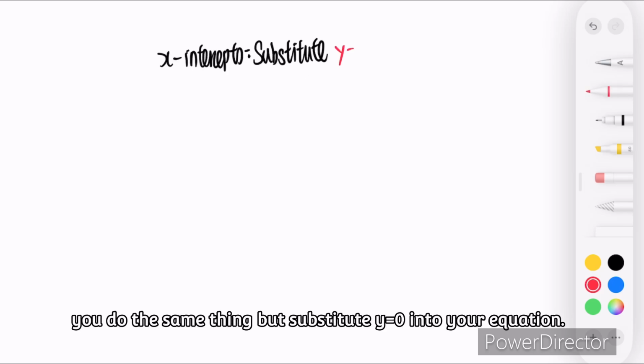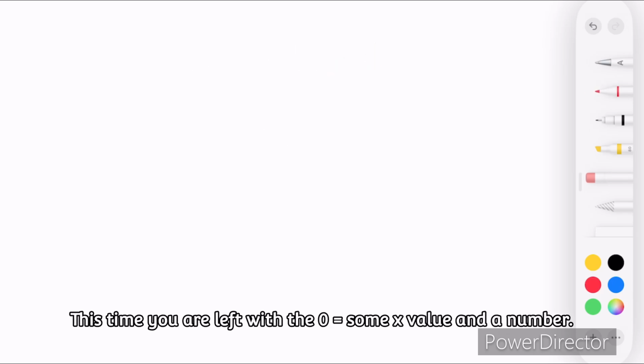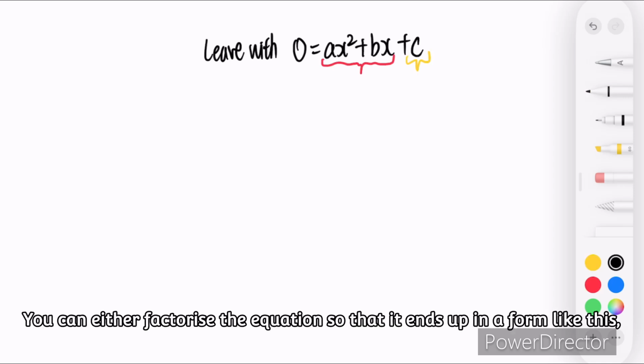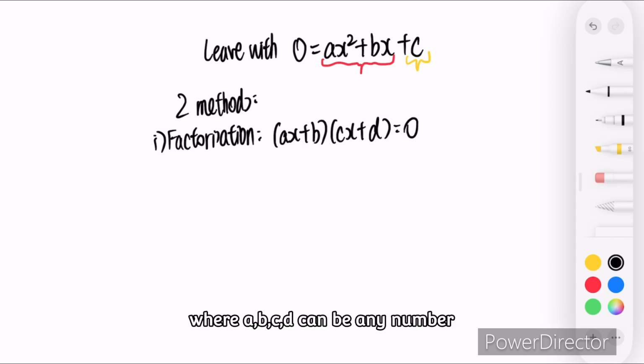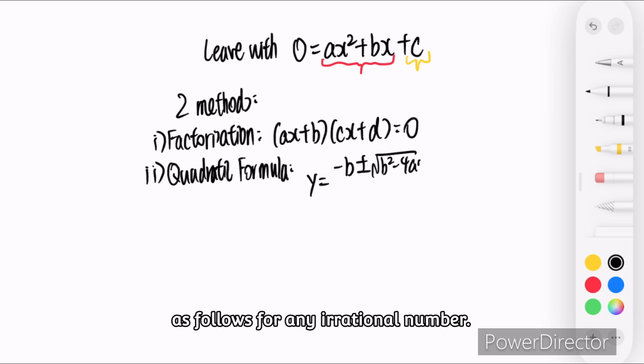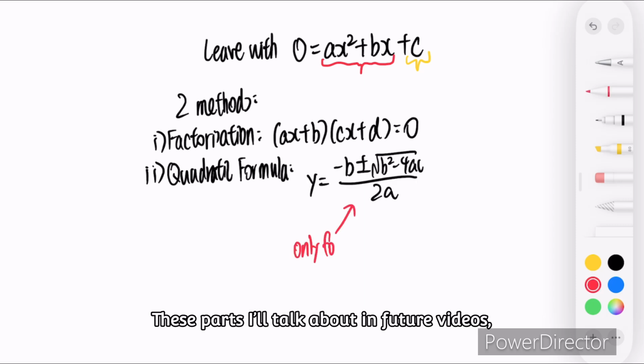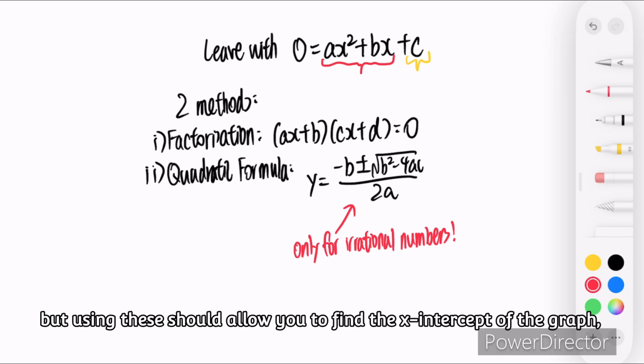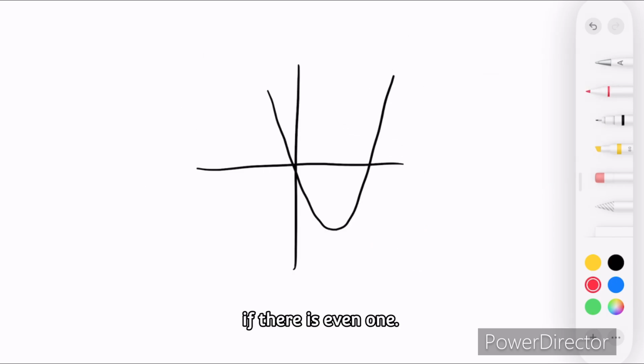For x-intercepts, you do the same thing but substitute y equals 0 into your equation. This time, you are left with 0 equals some x value and a number. You can either factorize the equation so that it ends up in a form like this, where a, b, c, d can be any number. Or you can apply the quadratic formula as follows for any irrational number. These parts I'll talk about in future videos, but using these should allow you to find the x-intercept of the graph, if there is even one.